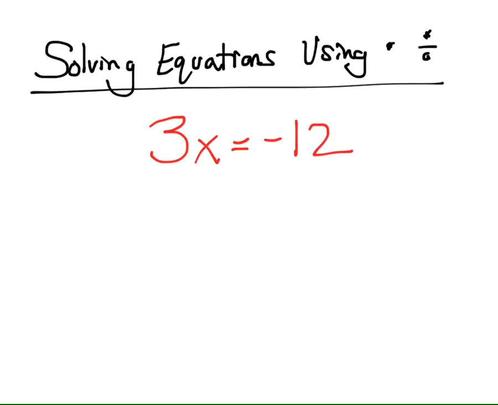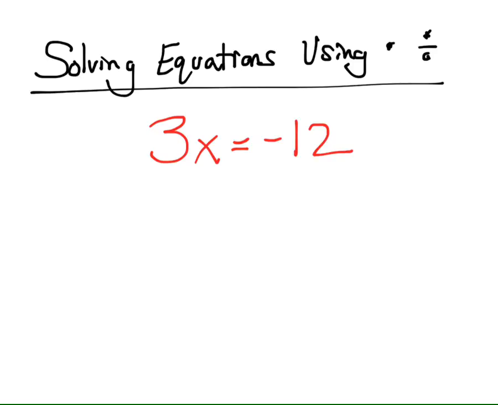Again, our goal here is the same. Get the variable by itself, and get it positive. Okay? In this case, it's positive. It has a 3x in front of it, but it's not by itself. So I'm multiplying 3 to the variable, right? So I need to undo that. I need to do the inverse operation. So what's the inverse operation of multiplying by 3?